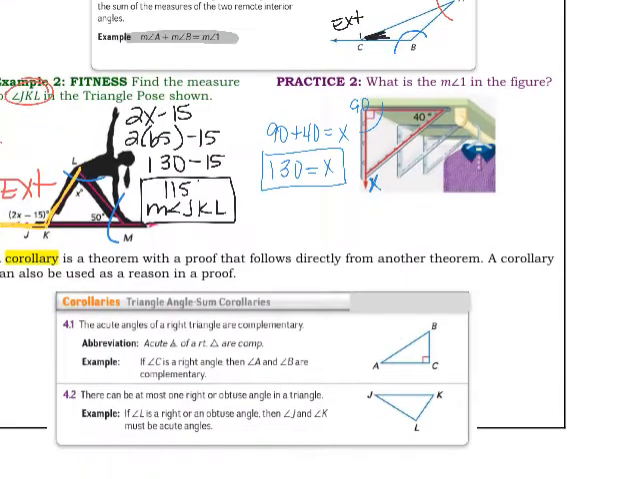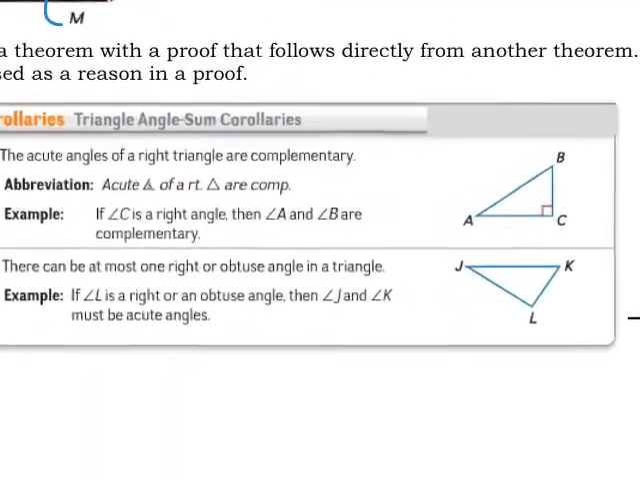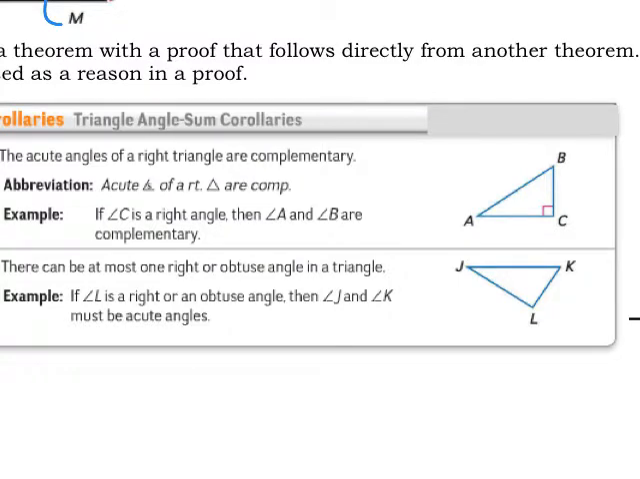Okay, so now looking at the bottom ones. The bottom one just states that if you have a right triangle, only a right triangle, these two angles have to add up to 90. So if you have one of these small angles as, let's say, 30, you can just do 90 minus 30. It'll automatically give you that one.